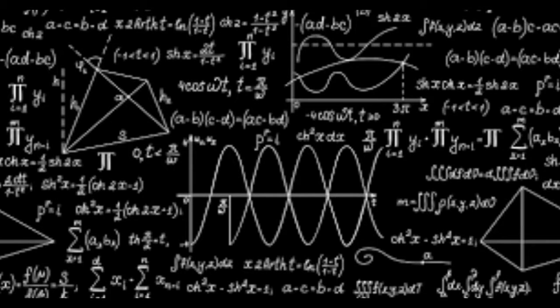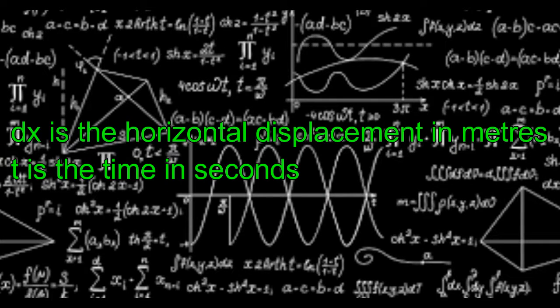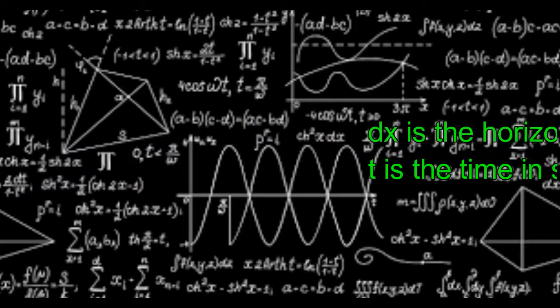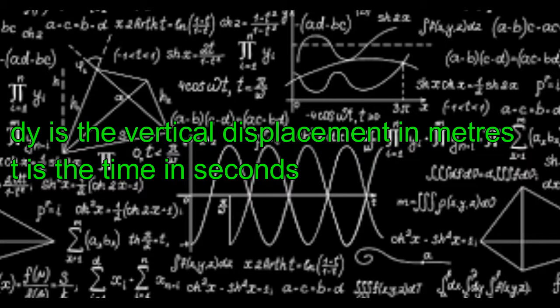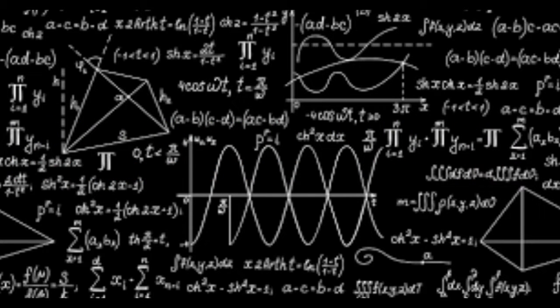The estimated equation for horizontal motion is displacement as a function of time equals 1.5t plus 0.01, where dx stands for horizontal displacement in meters and t stands for time in seconds, and time must be larger or equal to 0. The estimated equation for vertical motion is displacement as a function of time equals negative 7.38t squared plus 0.83, where dy stands for vertical displacement in meters and t stands for time in seconds, and time must be larger or equal to 0.